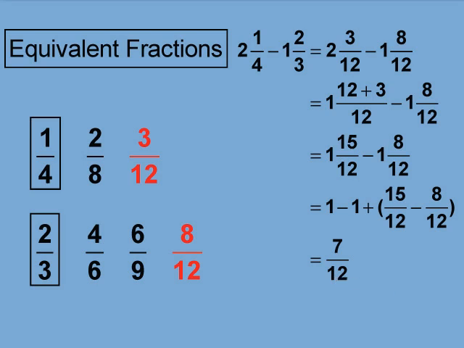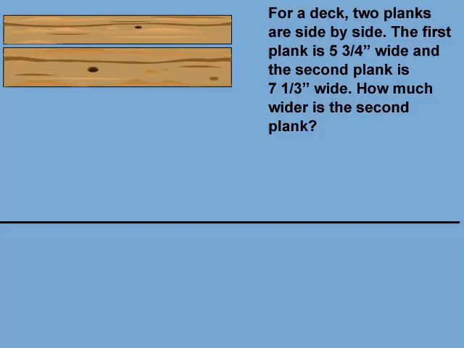Let's look at another example. For a deck, 2 planks are side by side. The first plank is 5 3/4 inches wide, and the second plank is 7 1/3 inches wide. How much wider is the second plank? We want to simplify this mixed number expression. Notice that with the fractional parts, 3/4 is greater than 1/3. So this will involve borrowing from the 7.